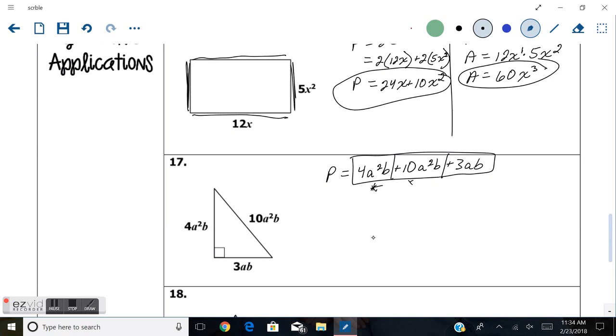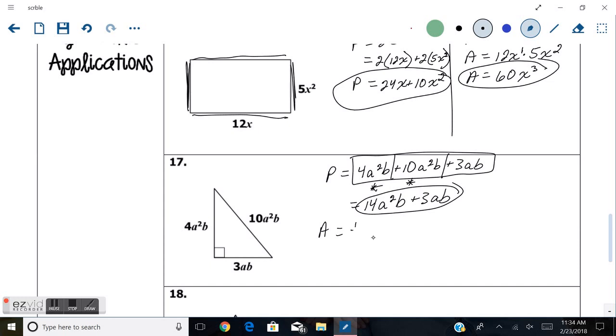I'm going to combine those two because they are like terms. They both have the a squared b. You get 14a squared b plus 3ab. And I can't combine those because those are not like terms.